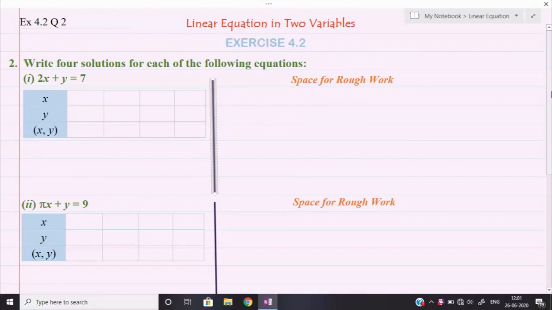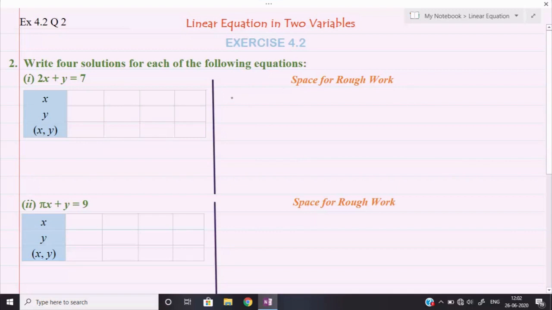First, see the second question, first part. We are given that 2x plus y is equal to 7. Here on the right hand side, we'll do some rough work, and then we shall put the values in. Four solutions we shall put over here, as I have made the table. In your notebook also you can make a structure like this. Keep the rough work on the side, where you will find the solution, and finally you will put the solution in this table. Now, I will not show the rough work very systematically. Okay, it is rough work.